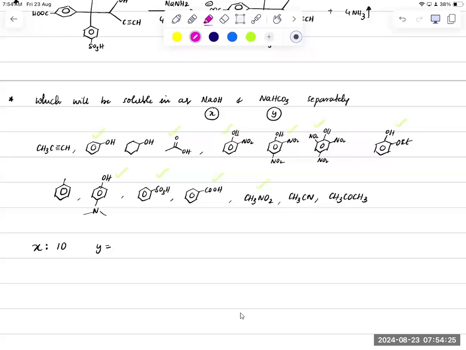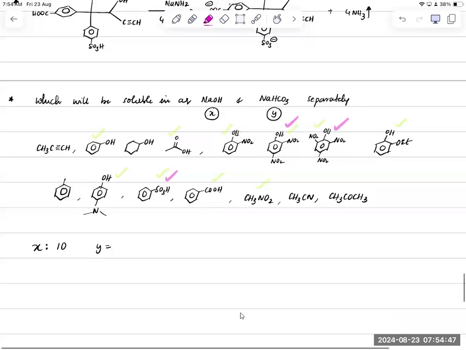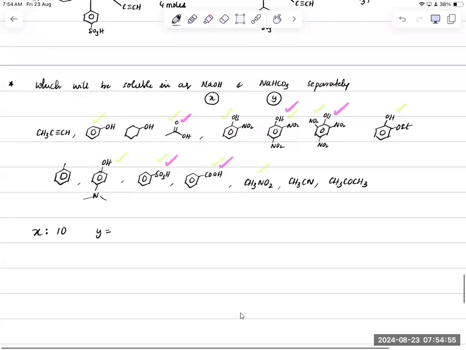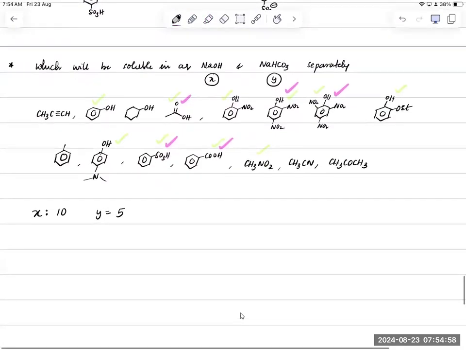Let me use a different color here. In the case of Y, NaHCO3, their pKa value should be lesser than carbonic acid, which is 6.4. Anything lesser than 6, let us imagine. So lesser than 6 is this one, this one, this one, this one, this one, and that's it. How many did we get? 5 of them. Done. I guess all of you understood this logic.